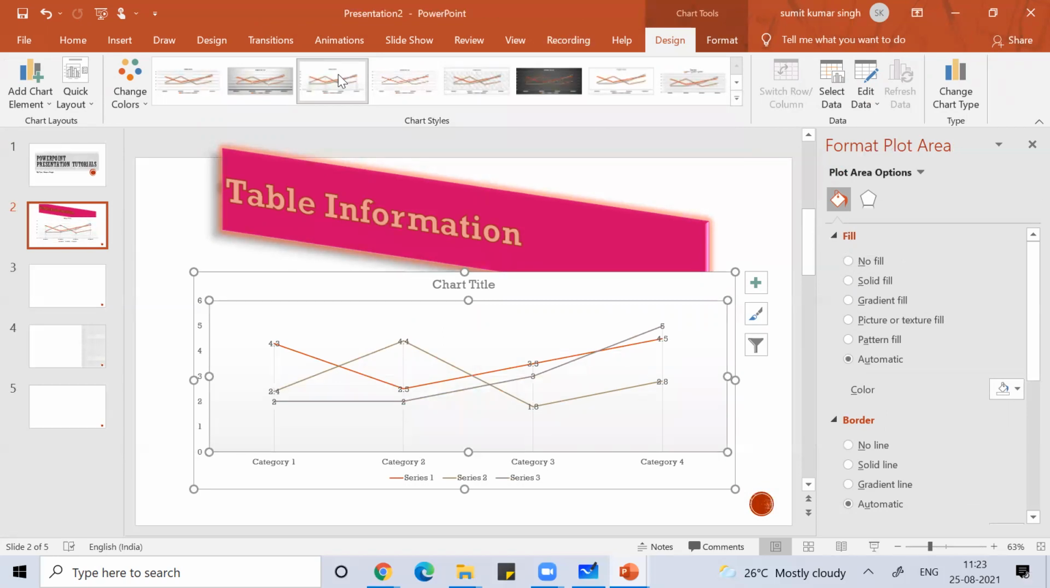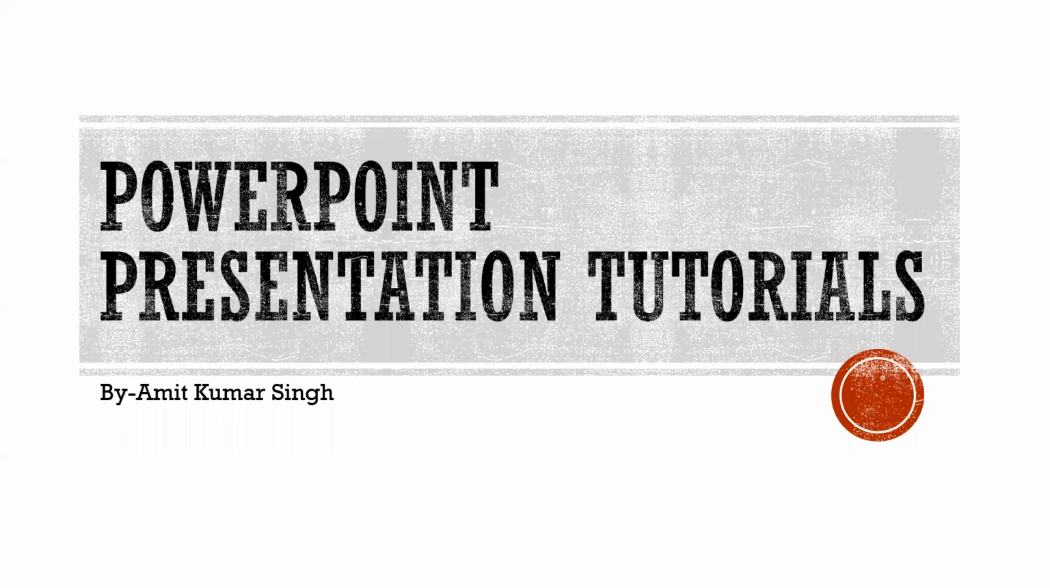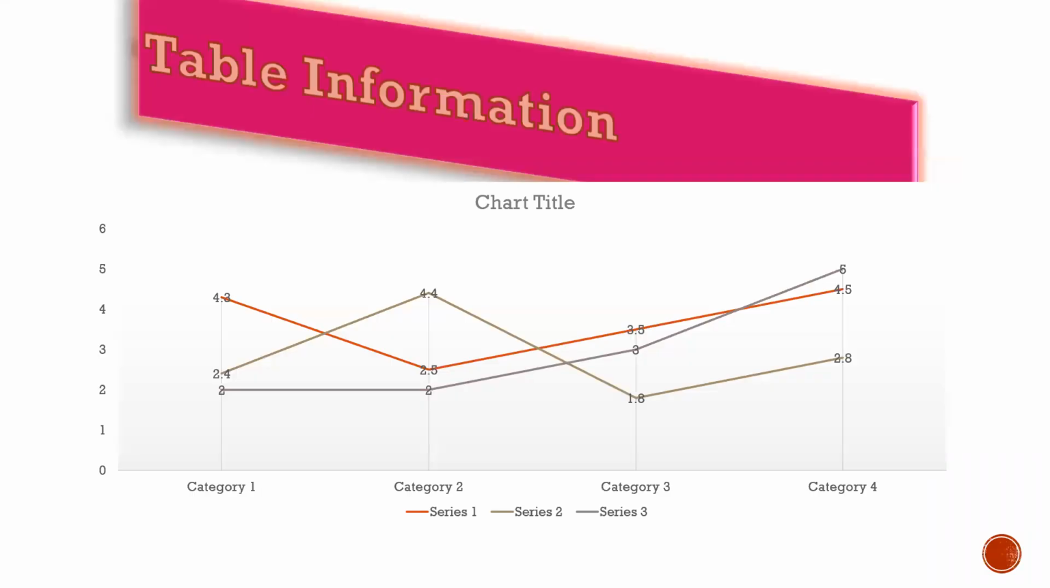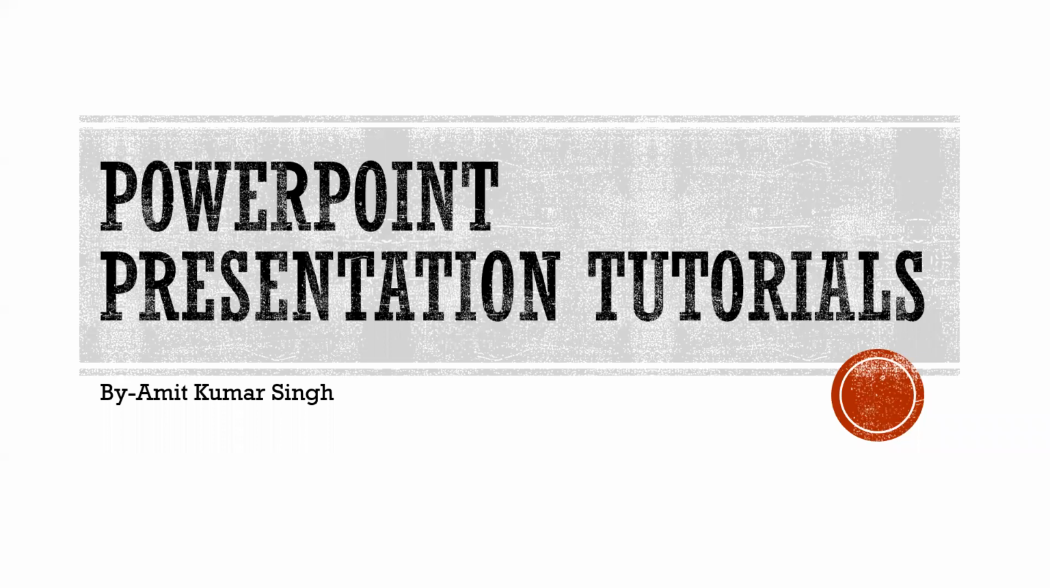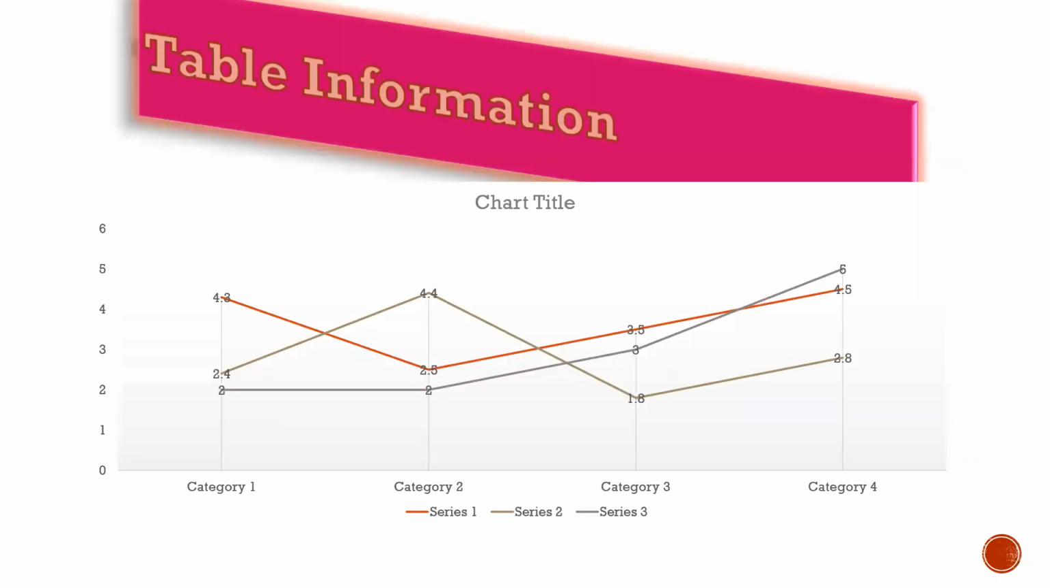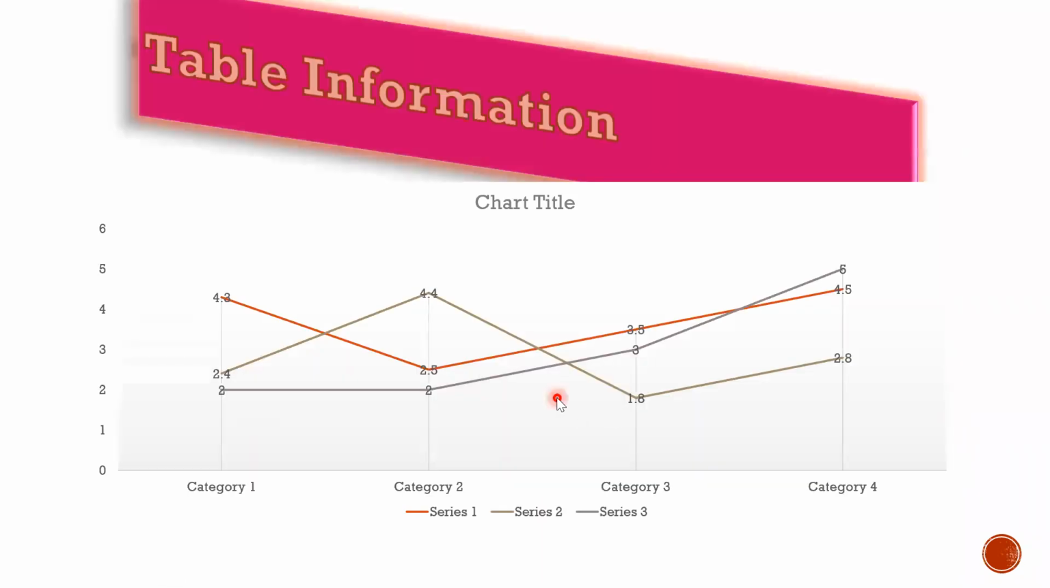Press F5. So you can see, press F5. PowerPoint tutorials, you can see PowerPoint Amit Kumar sir. Now this is the chart which is being created. Now if you see this chart, can you see this torch kind of thing?